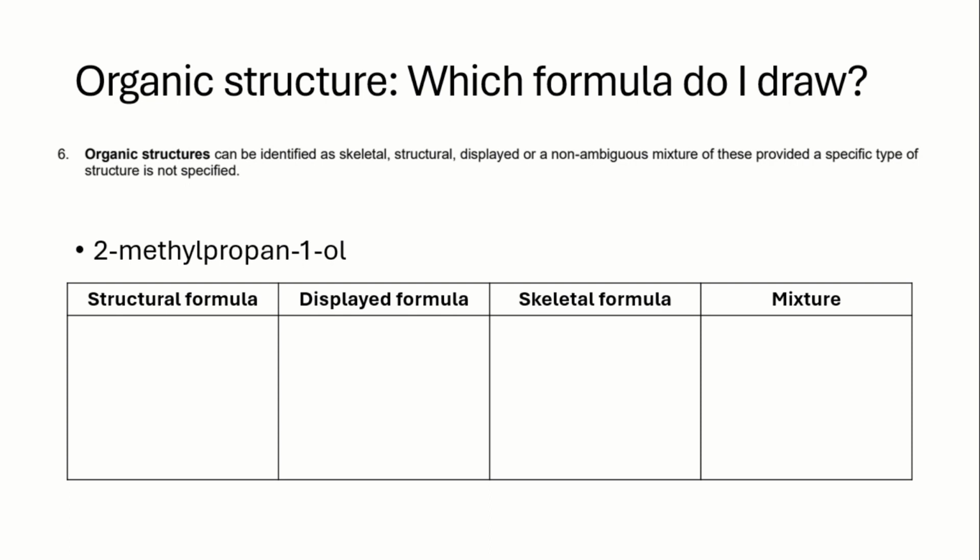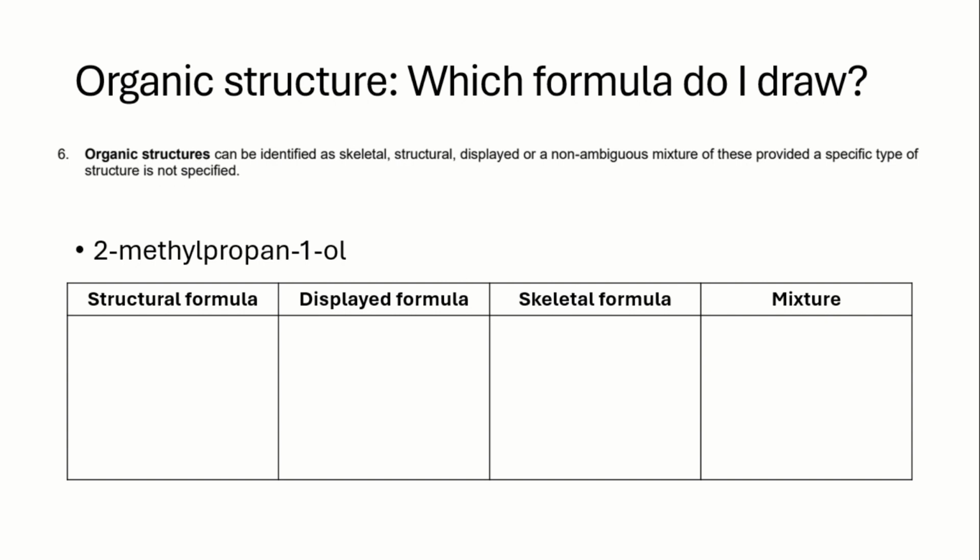Which formula do I draw? I get this question a lot from students over the years. Whenever they are asked to draw the structure for a molecule or a product, they will always wonder which formula they should draw. There are three types of main formula: structural formula, display formula, and skeletal formula.